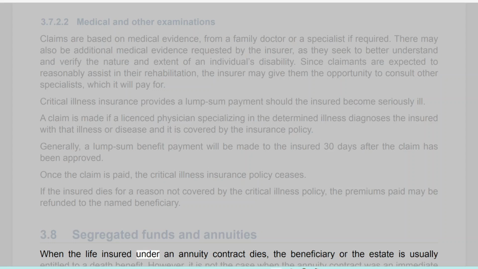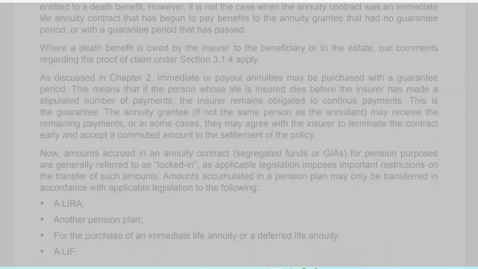3.8 Segregated funds and annuities. When the life insured under an annuity contract dies, the beneficiary or the estate is usually entitled to a death benefit. However, it is not the case when the annuity contract was an immediate life annuity contract that has begun to pay benefits to the annuity grantee that had no guarantee period, or with a guarantee period that has passed. Where a death benefit is owed by the insurer to the beneficiary or to the estate, our comments regarding the proof of claim under Section 3.1.4 apply.